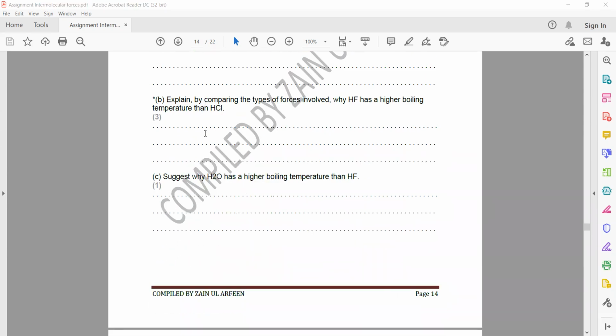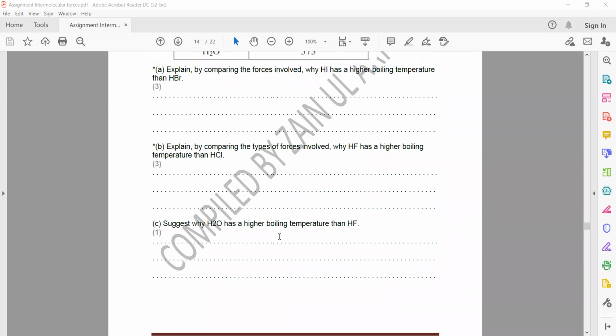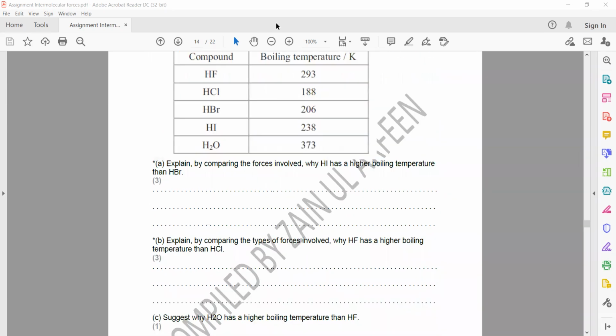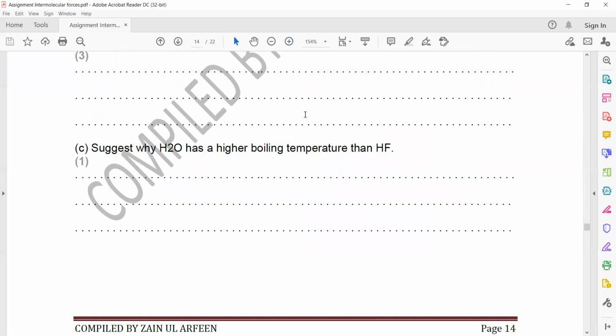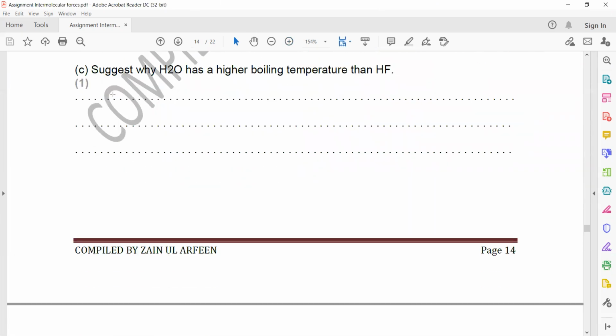Then part C suggests why H2O has a higher boiling temperature than HF. As you can see here, H2O is 373 Kelvin, but HF is 293 Kelvin. So even though the hydrogen bonds of HF are stronger, HF has a lower boiling temperature than H2O. The main reason is the number of bonds. Water forms up to 2 hydrogen bonds per molecule, but HF only forms one.